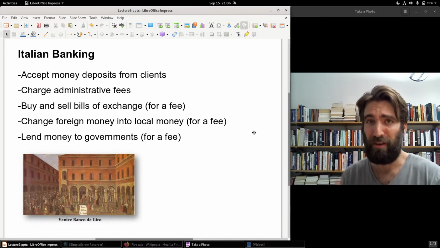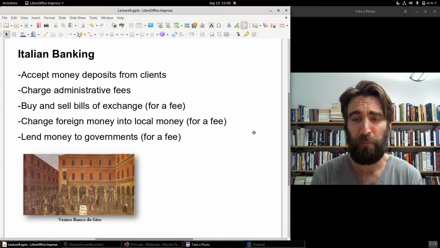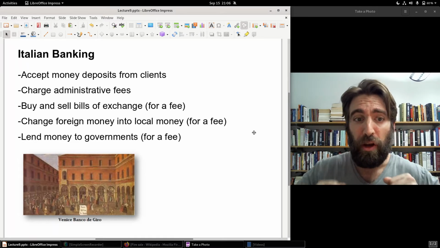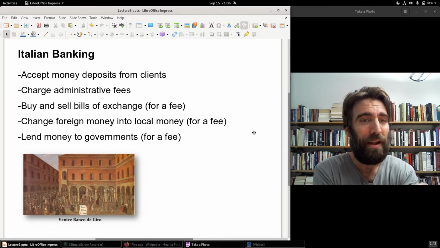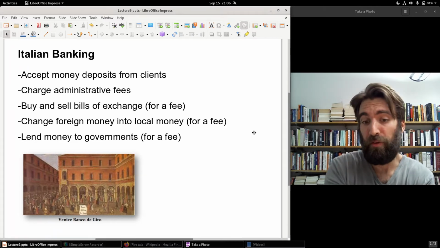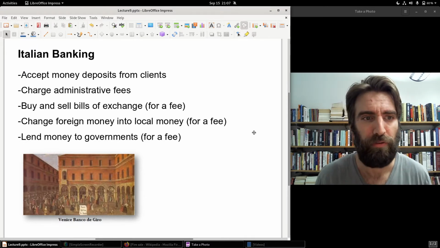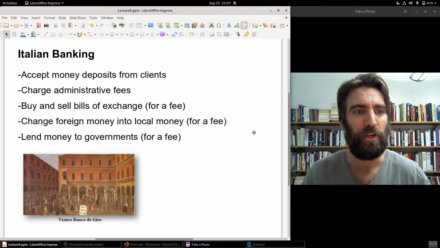But also, Italian banks could make money by buying and selling bills of exchange. If you come into town and you have a bill of exchange and you want cash, but you're unable to pass that bill of exchange on to the drawee, you could go to a bank and they would buy that bill of exchange from you, give you cash, but for a fee. Everything's for a fee. Of course, they're not going to do it for free. I think that's a reasonable expectation.